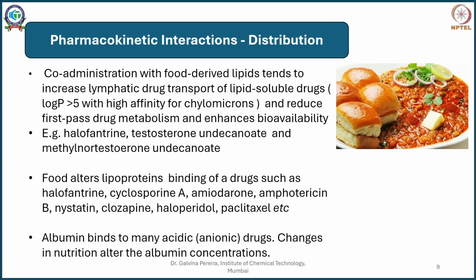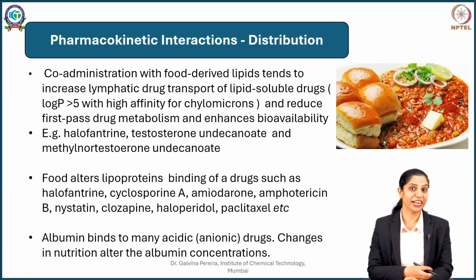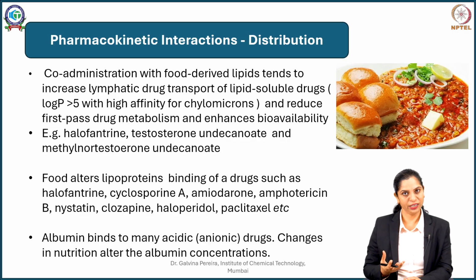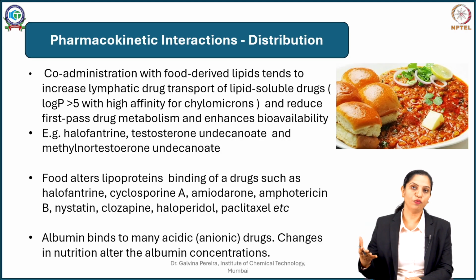Now going to the next case, which is distribution. In pharmacokinetic interactions, when you look at distribution, when I am consuming food, this food can either be water rich or it can be lipid rich. If it is water rich, it will definitely increase the bioavailability of water soluble compounds by solubilizing them to a greater extent. Now this also depends on its BCS class, whether it is readily bioavailable in addition to being soluble.